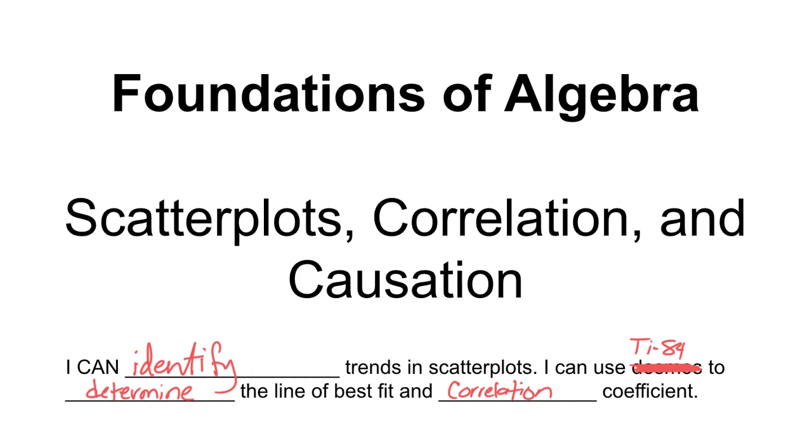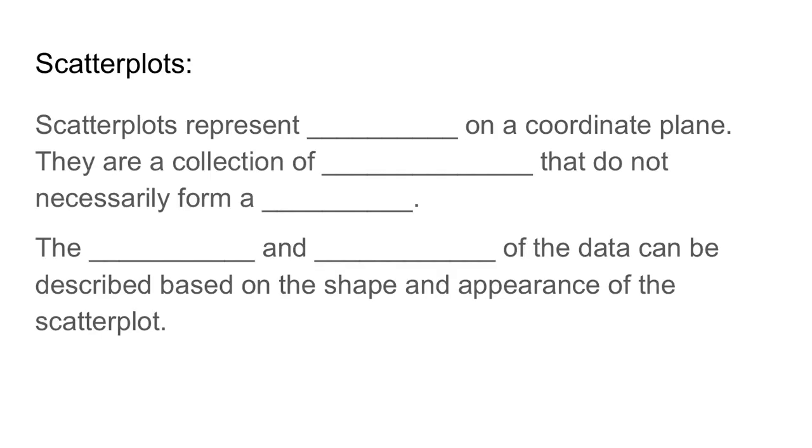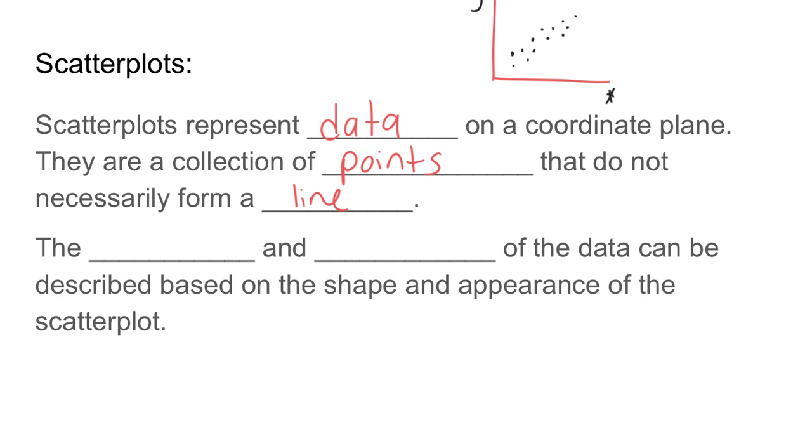So let's get into this. We know that scatter plots represent data on a coordinate plane. They're a collection of points that don't necessarily form a line. When we're talking about the scatter plot, you've got your XY coordinate plane, and then typically a bunch of data points that have been plotted on there, but because it's data and not perfectly linear situations, you create something like a scatter plot instead of having set points that all fall in a nice, beautiful, perfect line. And so that's an example of a scatter plot.